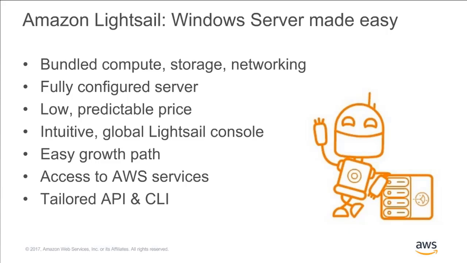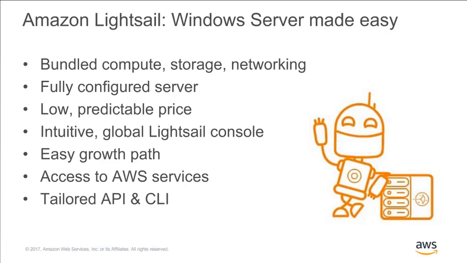So like Amazon Lightsail Linux instances, we include bundled computing power, storage, and networking, so data transfer, into your Windows Server bundle. Your Windows Server bundle also includes the Windows Server license as part of the bundle. Also like Linux, your servers come fully configured and are available for a low predictable price. So we have our monthly costs, and we'll go over that in a little bit more detail later. All of it's managed through the Lightsail Console. Like Linux, Windows Server is available worldwide in 10 different regions. And we allow you to grow over time.